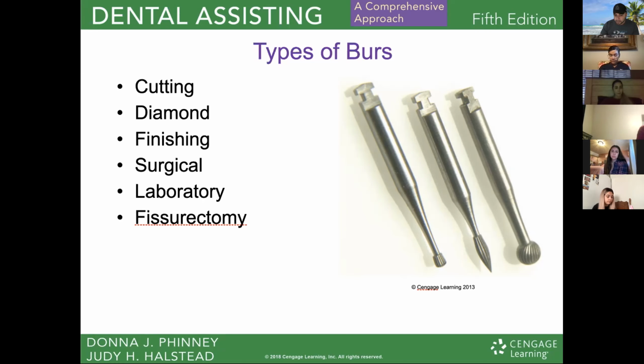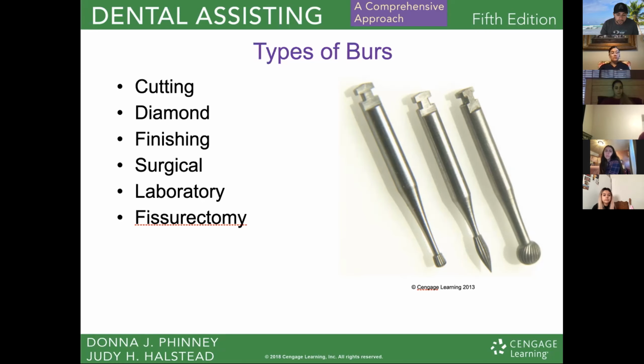The finishing burrs come in different shapes and sizes and are used to smooth the restorations. Surgical and laboratory burrs may look similar, but the surgical burrs are used in the mouth and the laboratory burrs are used on fixed and removable appliances.